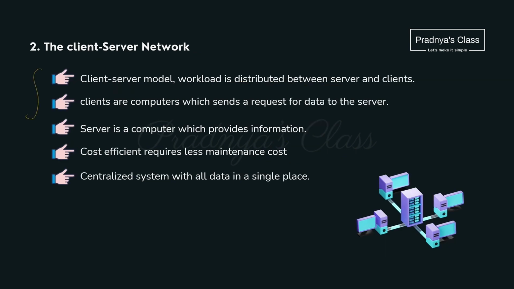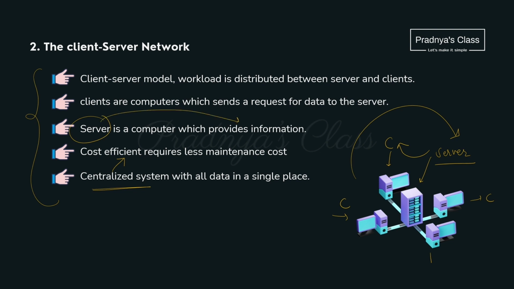Now what about the client-server network? In this type of network, one device will act as a server, which will be the main computer, and other computers are called clients. A client will generally send a request to the server, then the server will process it and respond to the client. In this architecture, all the clients will depend on the server. That's why it is called a centralized system. It is cost efficient. The server will provide the information to all the clients.